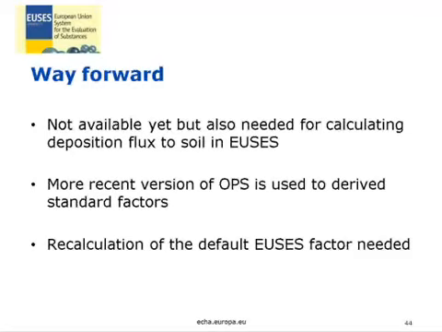It's available for calculating local concentration in air, but it's not available for calculating the deposition fluxes from air to soil. So that's something that has to be added to be consistent with the procedures in EUSES. And also something to consider is that a more recent version of OPS is used, so we might need to recalculate the current factor in the EUSES because the new OPS version might generate some different values, so we have to check that.